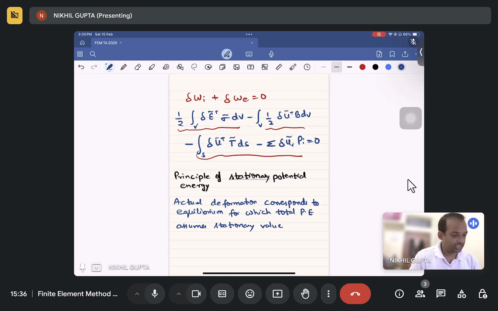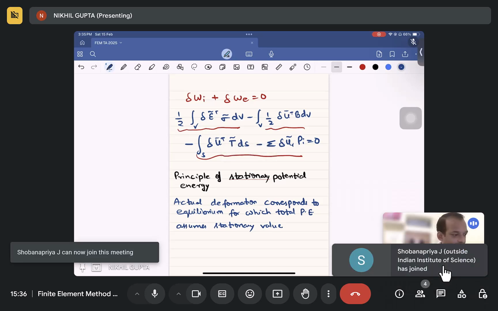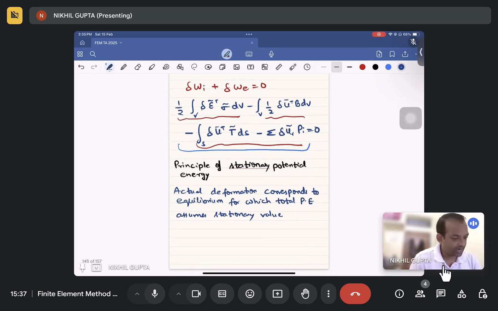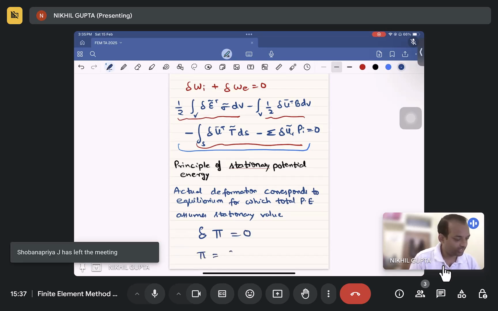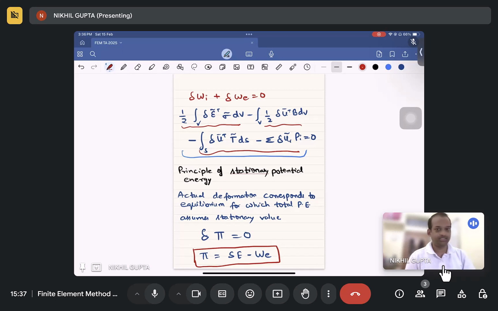So if you see the top one, the LHS is the total potential of a body. So we can get the delta and we can write delta pi equals 0, where pi is equal to strain energy minus external work done. So you will get this equation proved. I hope the person who has the doubt in this can see the video and get it.